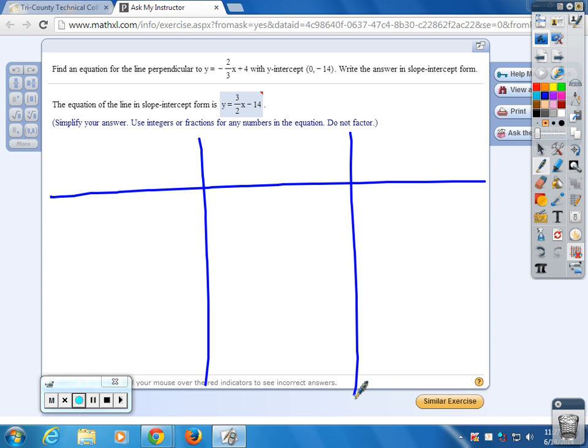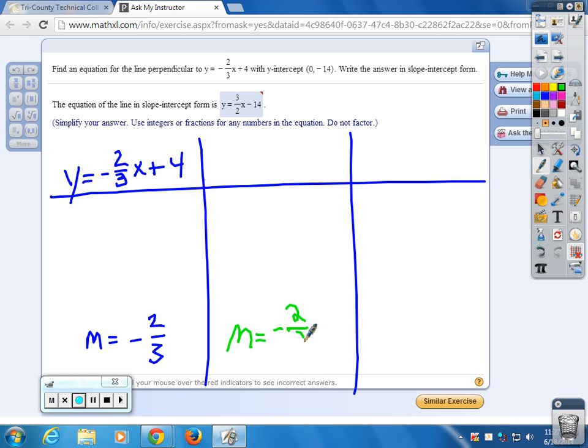y is equal to negative 2/3 x plus 4. m is equal to negative 3/2. Is that 2/3? Oh, I'm sorry. 2/3. And my green is going to be m is equal to negative 2/3.